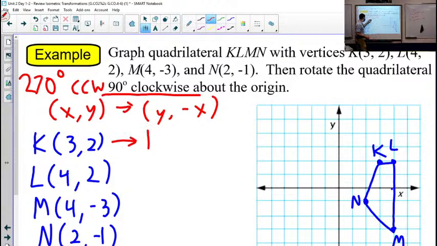Let's do K prime together. K prime says we're going to switch x and y. So that means 3, 2 is going to become 2, 3. But then the rule says the second coordinate, the new y coordinate, is going to get a sign change. It was positive, now it's negative. So K prime winds up at 2, negative 3. Here's K prime.